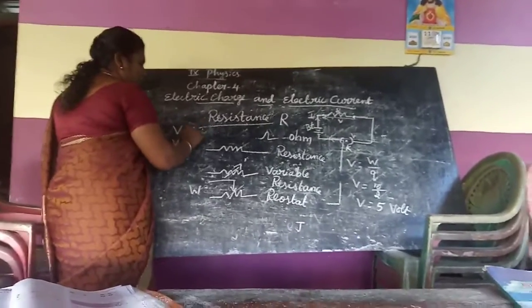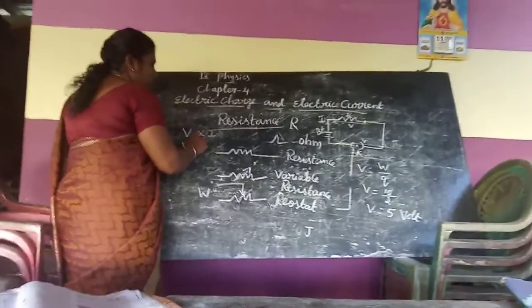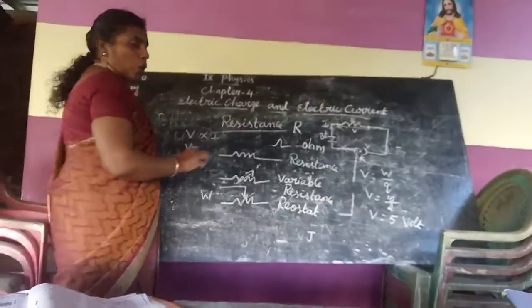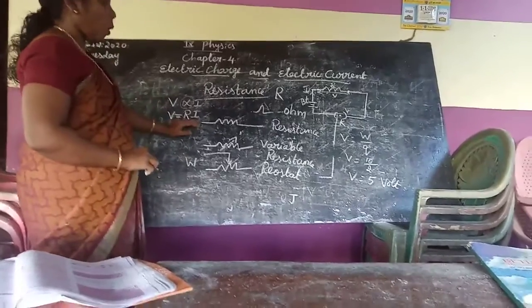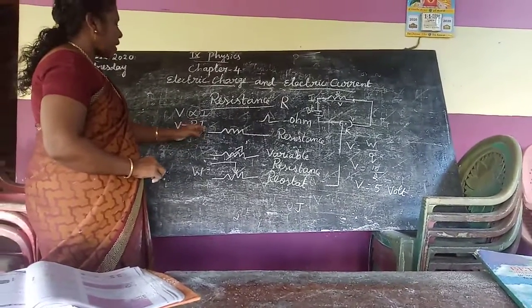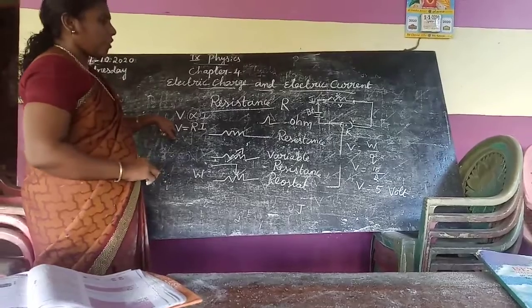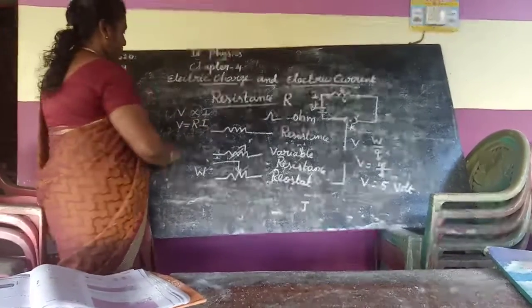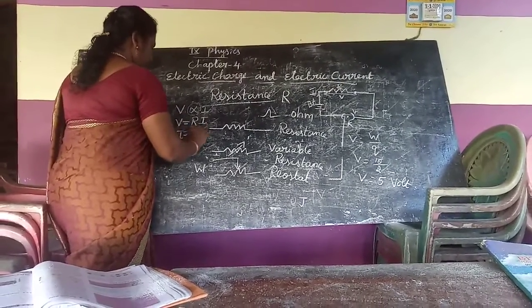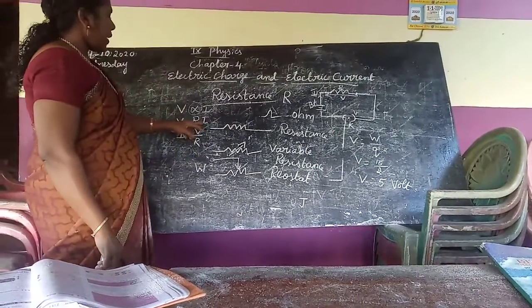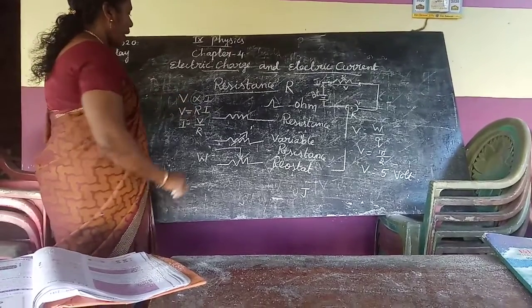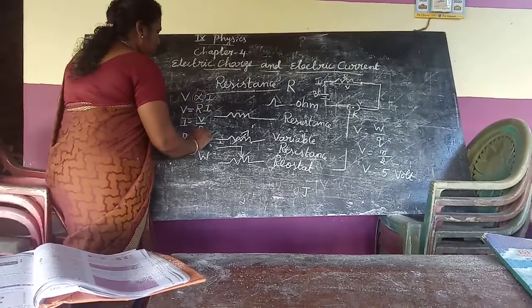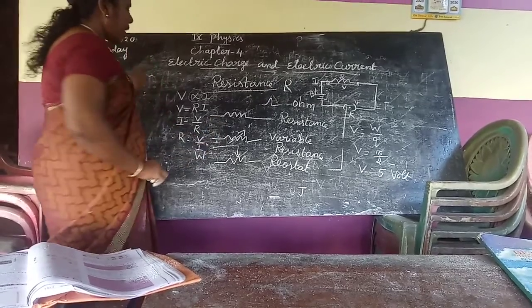From here we can write V, with the proportional symbol. To write it as equal, we have to introduce one variable, and that variable is R. So V equals R I. From this we can calculate current also. If potential difference and resistance are given, the current formula is I equals V by R. Suppose current and potential difference are given, we can calculate R equals V by I.